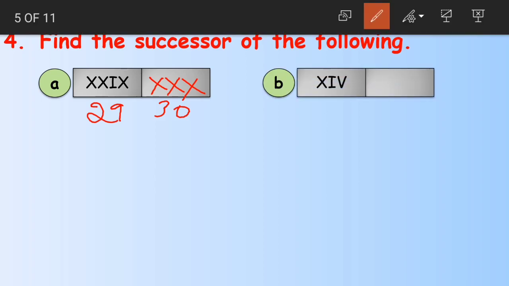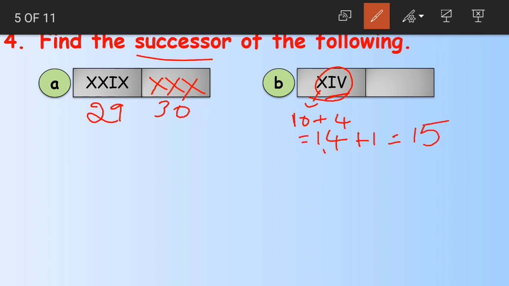Question number 2. XIV. Again, as we know, X stands for 10 and IV stands for what? X stands for 10. IV stands for 4. So 10 plus 4 is 14. XIV is 14. Now what is the successor of 14? 14 plus 1 is equal to 15.